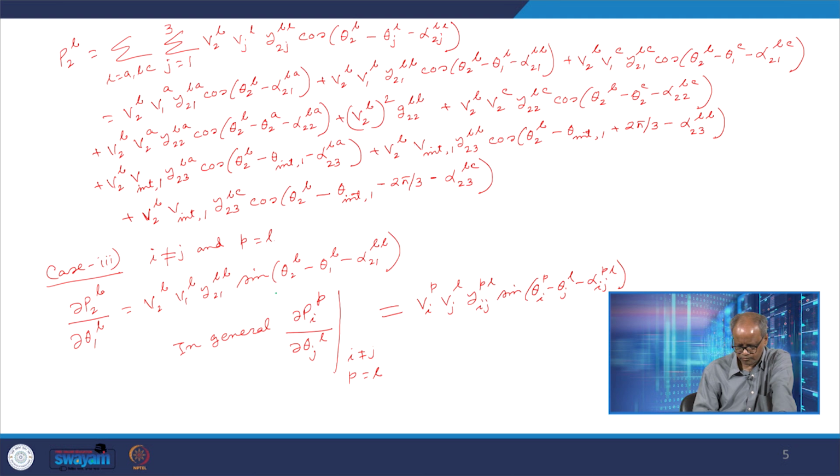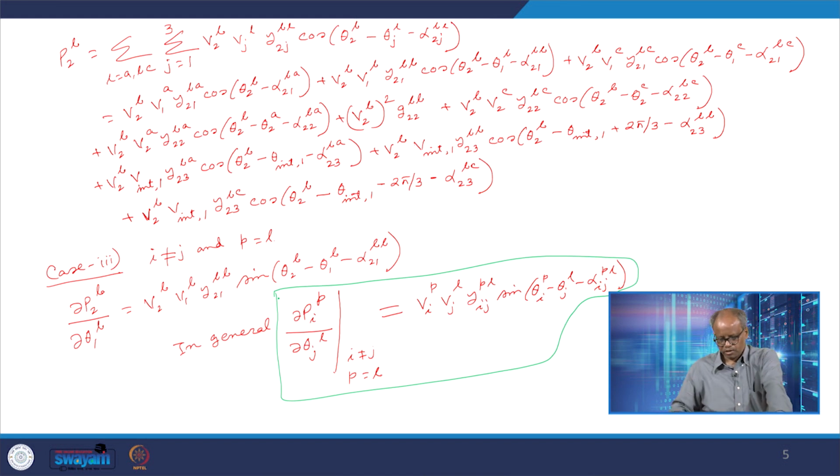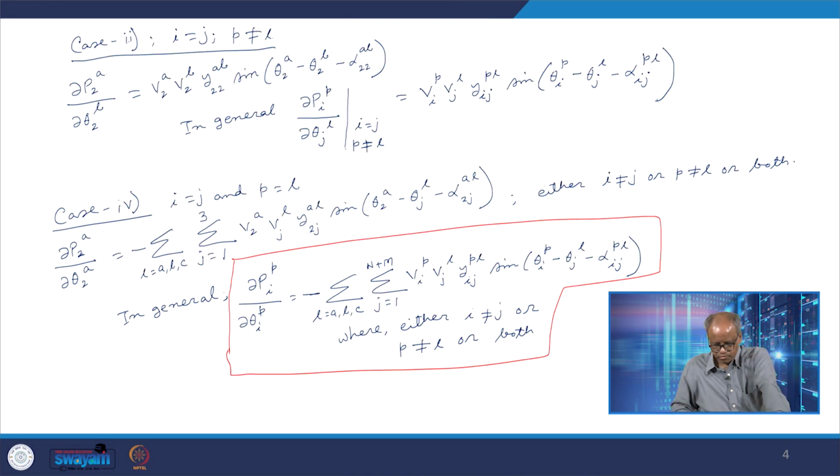So now we have got 4 expressions. With these 4 expressions, we will now generalize all the expressions for the G1 matrix, and then afterwards we will go to the other matrices.